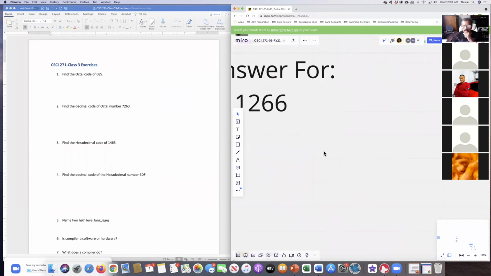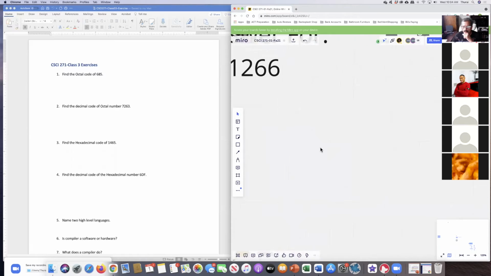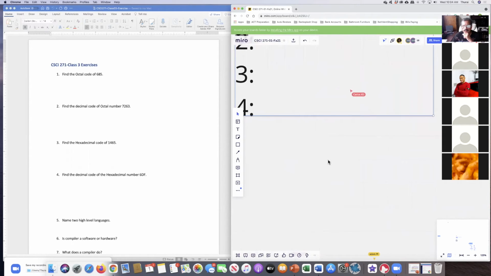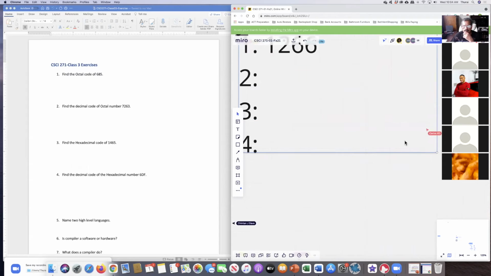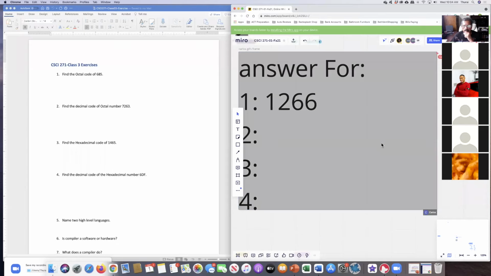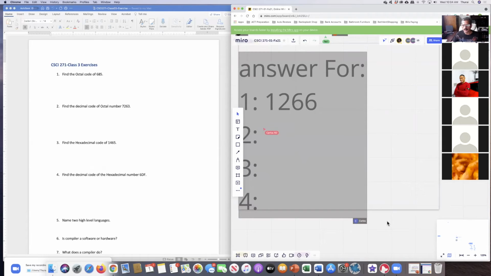Okay, this board is too big. I'm going to have to shrink it. If you're done with the first problem, go ahead and do the second while I'm checking everybody's work.